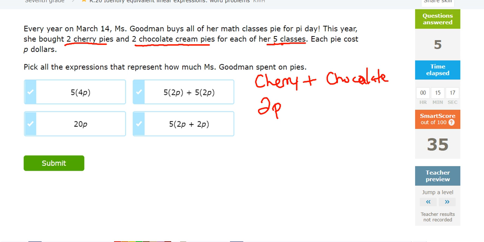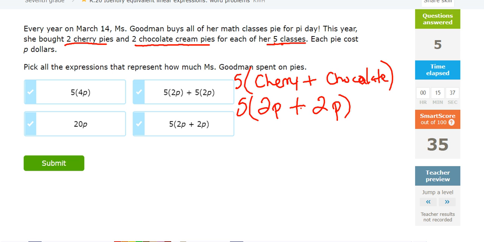But since there are 5 classes, you have to multiply that whole thing by 5. So how many cherry pies was it? 2 pies, so 2 times P. How many chocolate pies was it? 2 chocolate cream pies. So 2P. So that is one way to represent it, okay?